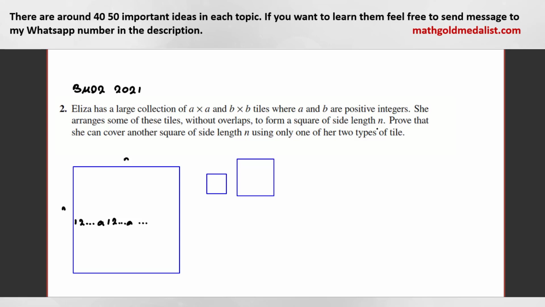And then it says, prove that she can cover another square of side length N using only one of her two types of tile. What can we conclude? It means that A divides N, or B divides N. Exactly. We should prove this, right? It is similar to the previous problem, agreed? But you should prove it.